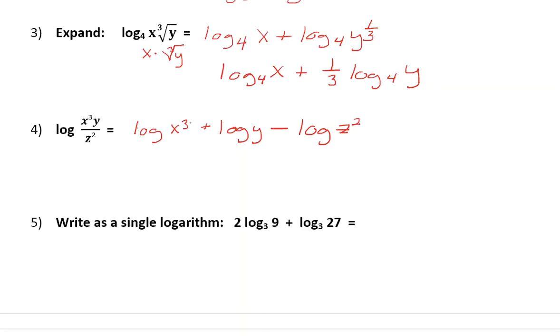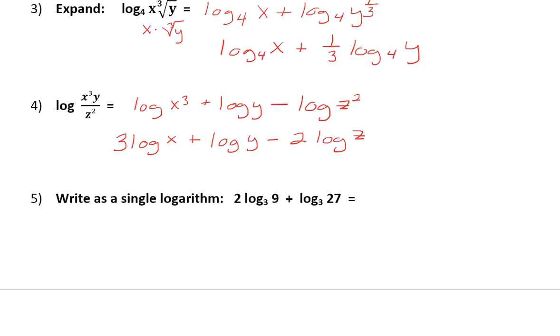Next step is to do the exponents. The exponents would bounce down in front, so it would become 3 log of x plus, nothing to do here, so it stays log of y minus, and then the 2 comes down in front, 2 log z.